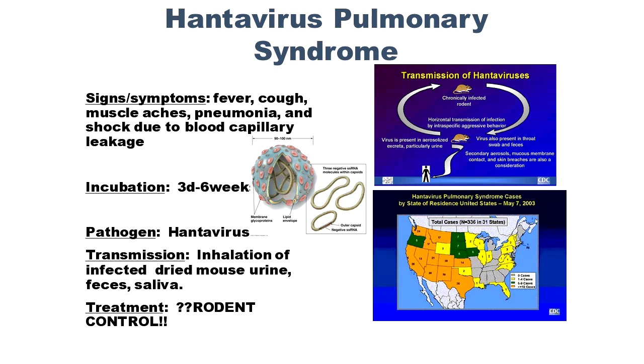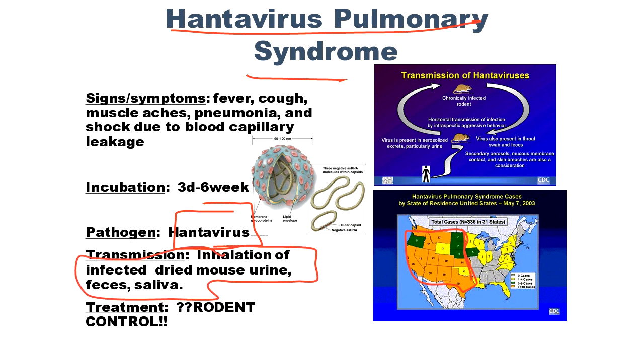Another viral infection of the lower respiratory tract, hantaviral pulmonary syndrome, caused by the hantavirus. Usually we don't see any cases of this in the southeast and some of these other states here. If you look at some of the western states, Midwest and Western, we do see more cases of it. The way this is transmitted is through inhalation of infected dry mouse urine, feces, or saliva. It's a type of deer mouse that can carry this disease.